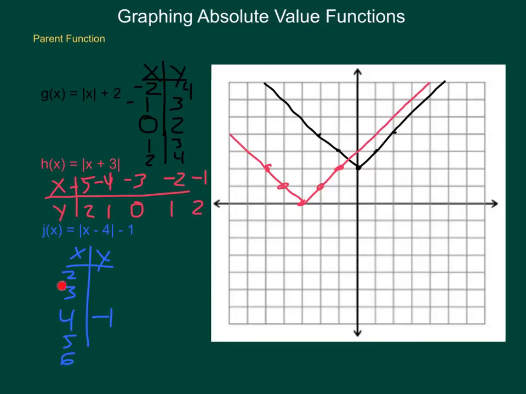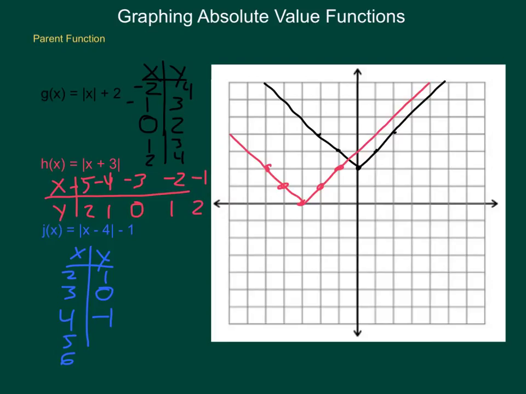If I use 3, 3 minus 4 is negative 1, whose absolute value is 1. 1 minus 1 is 0. If I use 2, 2 minus 4 is negative 2. Absolute value is 2, 2 minus 1 is 1.